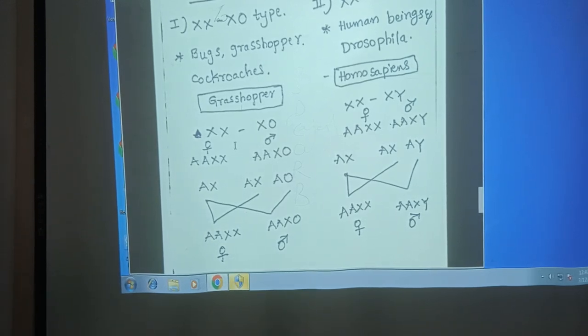In the XX, XY type, in human beings and some insects such as Drosophila, both female and male have the same number of chromosomes. The karyotype of the female is AAXX and that of the male is AAXY. Females are homogametic with AAXX chromosomes. They produce similar ovum having one X chromosome each. Males are heterogametic with X and Y chromosomes. They produce two kinds of sperm, one half with X chromosome and one half with Y chromosome. The sex of the offspring depends on the fertilizing sperm. The XX, XY type is also found in other mammals. This is the topic.